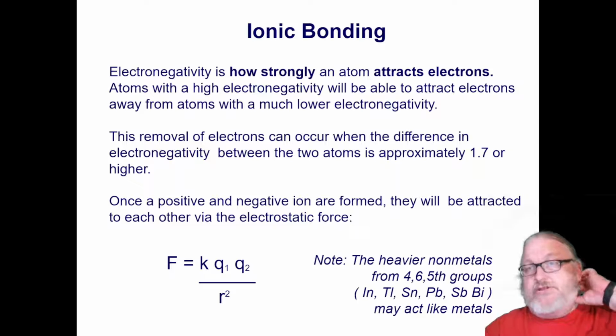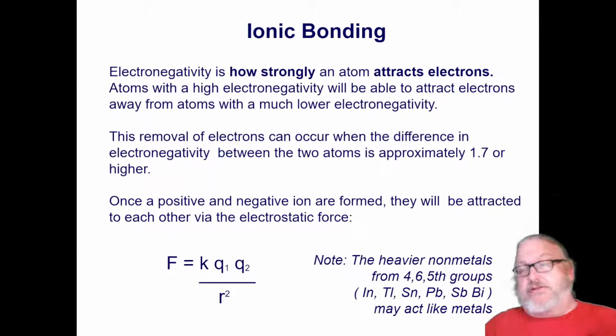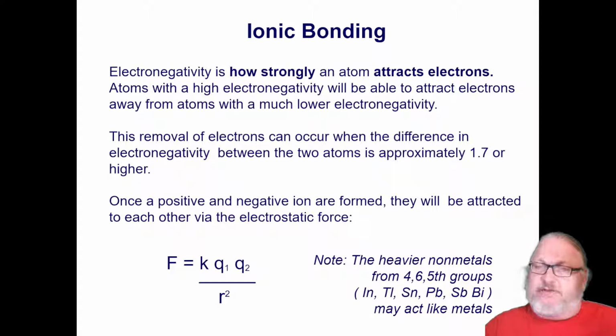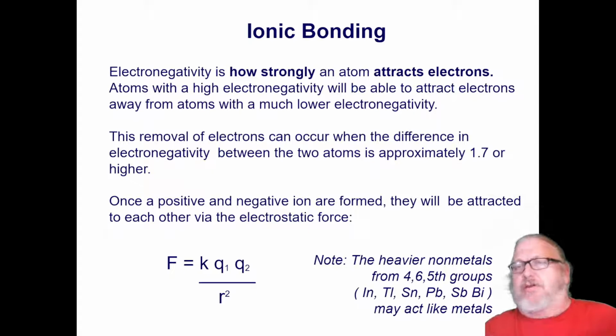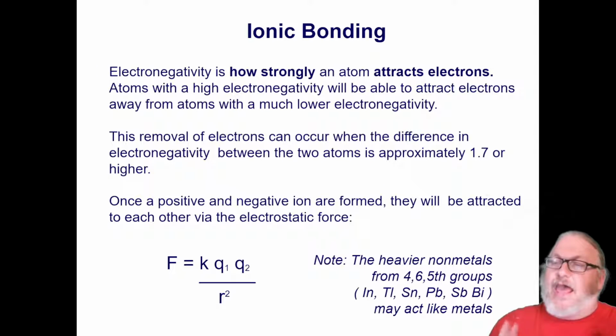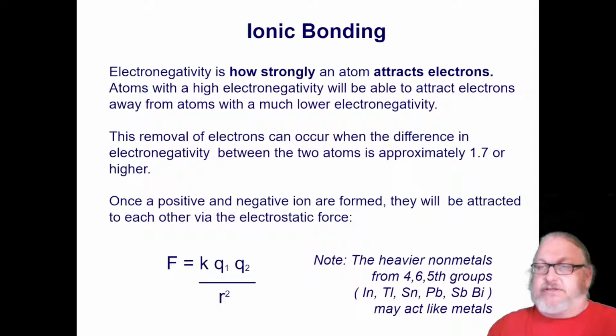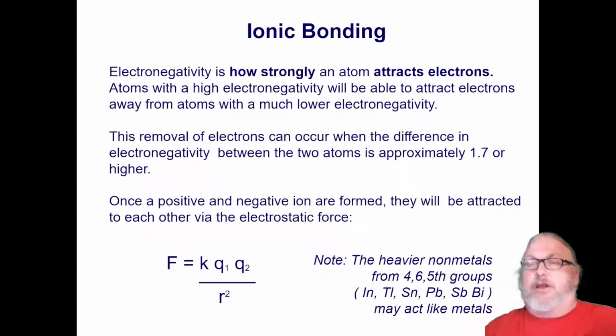All right, so we studied electronegativity in Unit 3. Electronegativity is a measure of how strongly an atom attracts electrons. If an atom has a high electronegativity, then it's going to be able to attract electrons away from atoms with a lower electronegativity. And of course, this is all based on Coulomb's law.